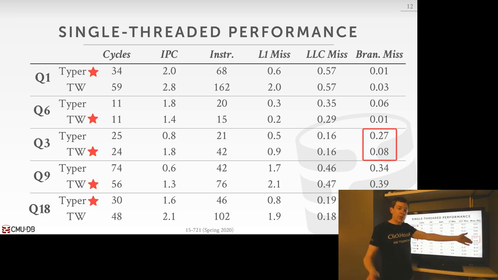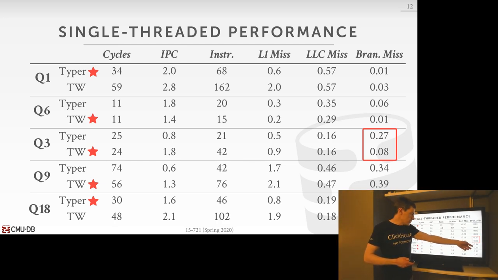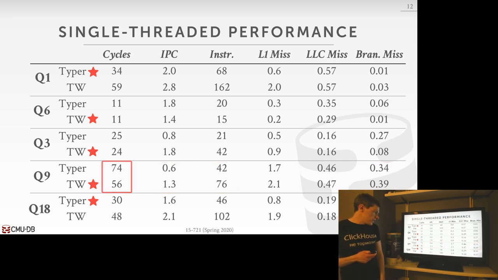the same observation cannot be applied for the other join, Q9, because if we go look at its branch prediction, they're about the same. And the difference in instructions per cycle and the total number of instructions is about the same as for Q3. So there's something else going on with this query that's causing it to do better on VectorWise. The difference is that the total number of cycles per tuple is much higher than the other ones. So what's going on here?